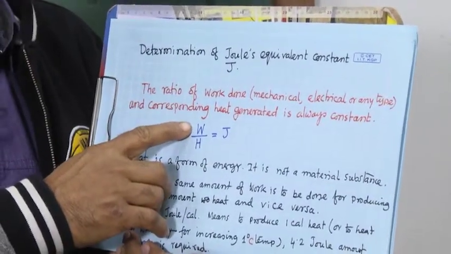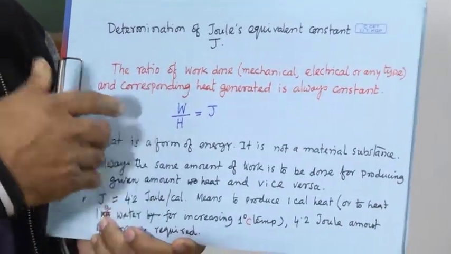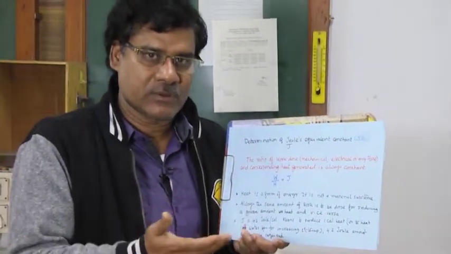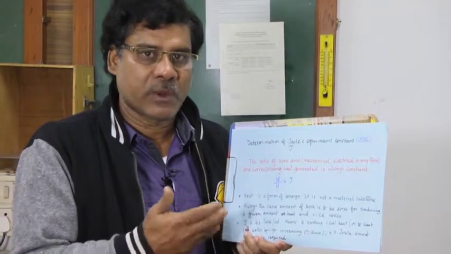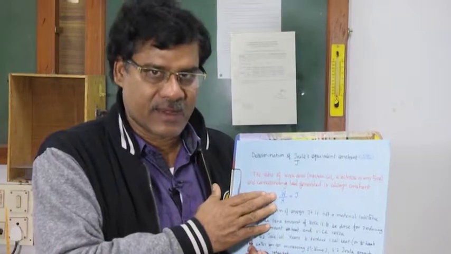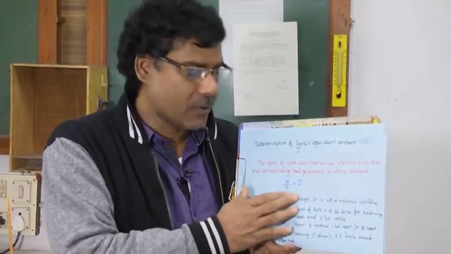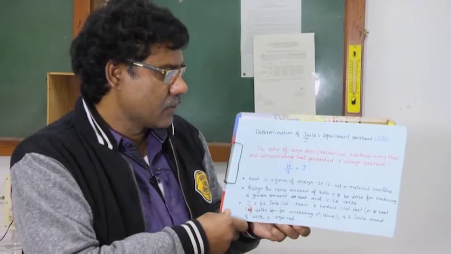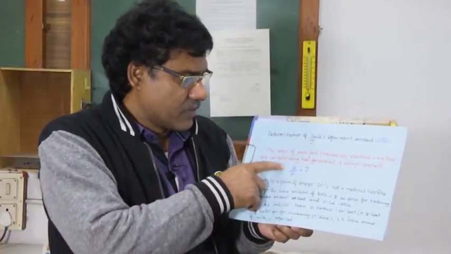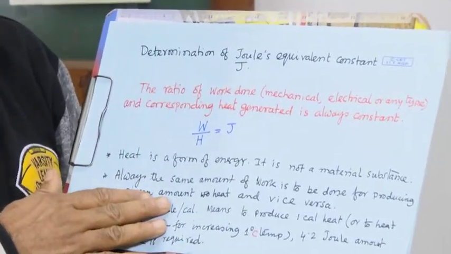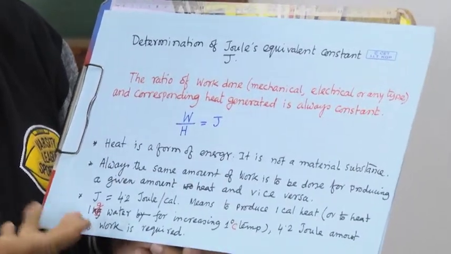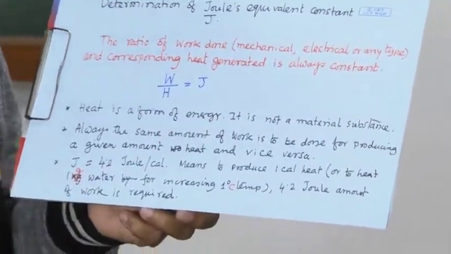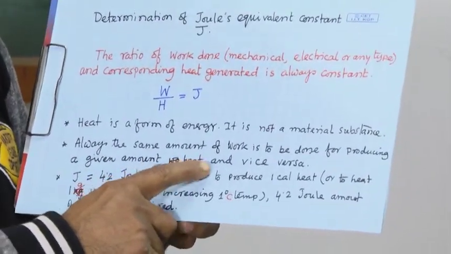So if the work done is mechanical work, and due to this work equivalent heat is produced, then how much heat will be produced for this mechanical work? If you take this ratio, this is always constant, and that's why it is called Joule's constant. Here it basically tells that heat is a form of energy and it is not a material substance. Always the same amount of work is to be done for producing a given amount of heat and vice versa.